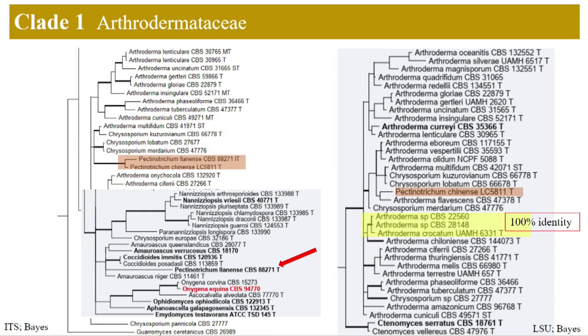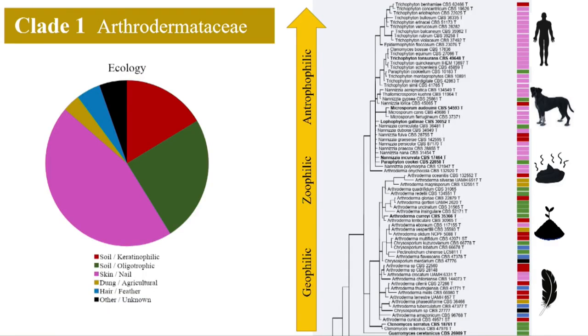And also, there was a problem with Pectinotrichum because the type species of the genus, Pectinotrichum liense, clustered in ITS with the other member of the genus, Pectinotrichum chinense. But for LSU, they were different. They were in different places. But unfortunately, this is one of the genera that we don't have many strains and isolates. And for the ecology, strains isolates were mainly from skin and nail, followed by the soil.